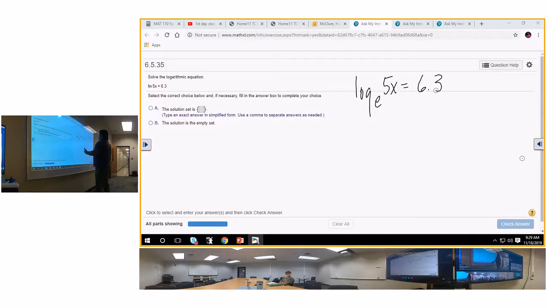Do we have log on both sides? No. So we can use what?